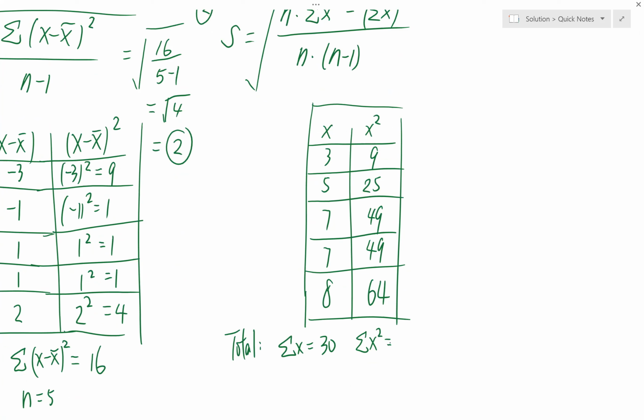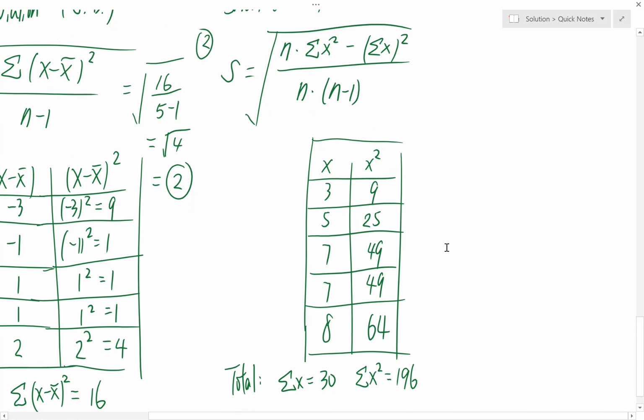Plus 64, that turned out to be 196. Okay, so now let's go back. We're ready to calculate this using the second formula. So we have the square root of sample size 5 times 196, the summation of x squared, minus the summation of x, which is 30, squared, all over 5 times 5 minus 1.